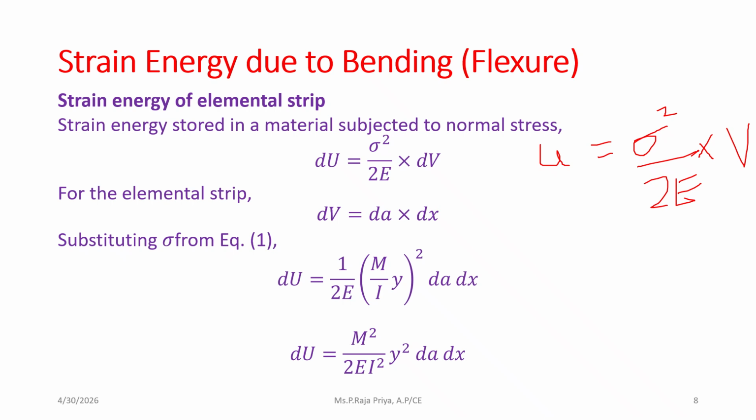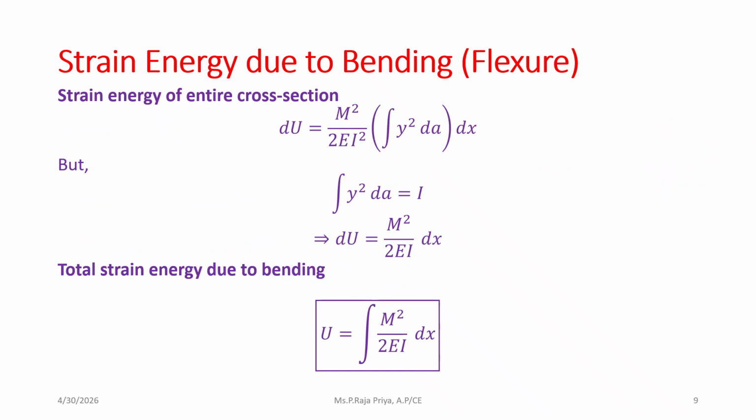Instead of sigma, we have derived from the simple bending equation that sigma is M by I into y. Substituting here, instead of sigma, M by I into y the whole square, and instead of dV we substitute dA into dx. What we have seen in the previous slide is for the strip. When we take the entire cross section, it is just an integral of that. When we integrate the energy in the strip, we get the energy stored in the entire cross section.